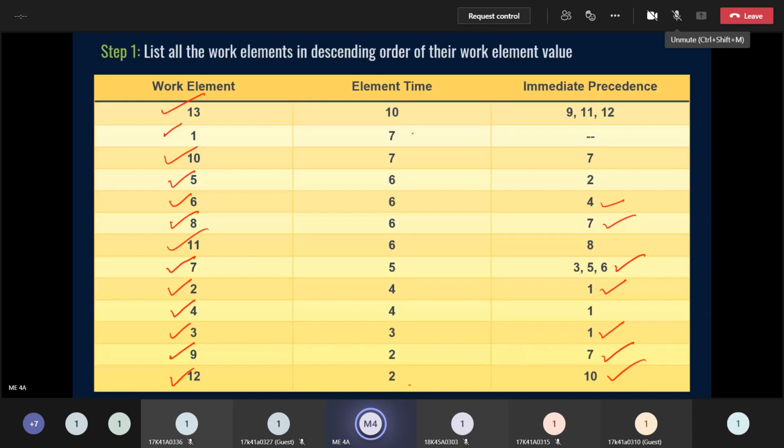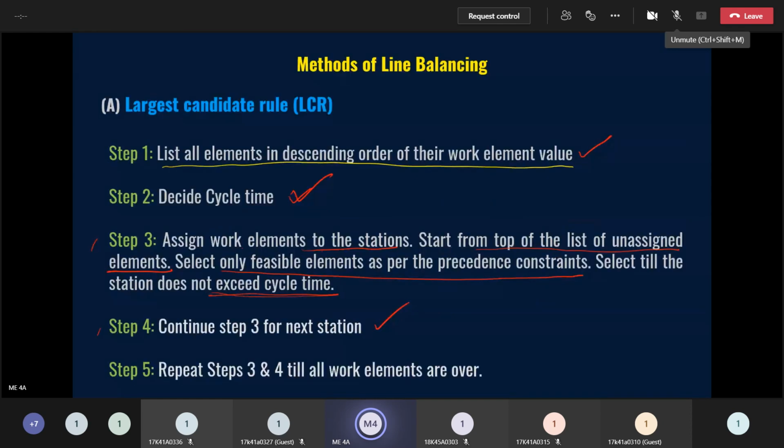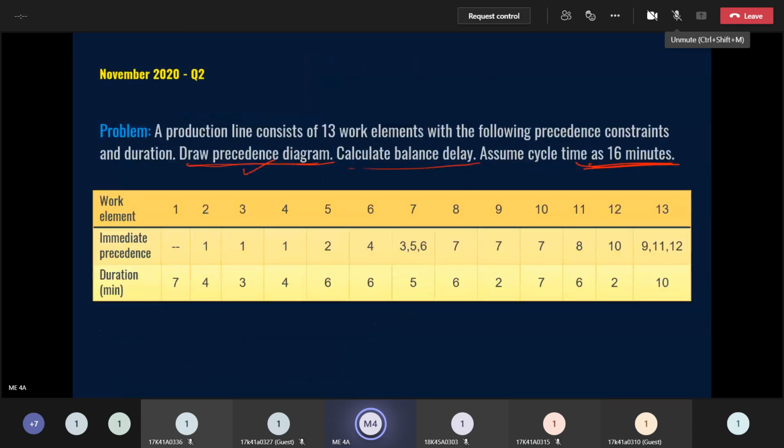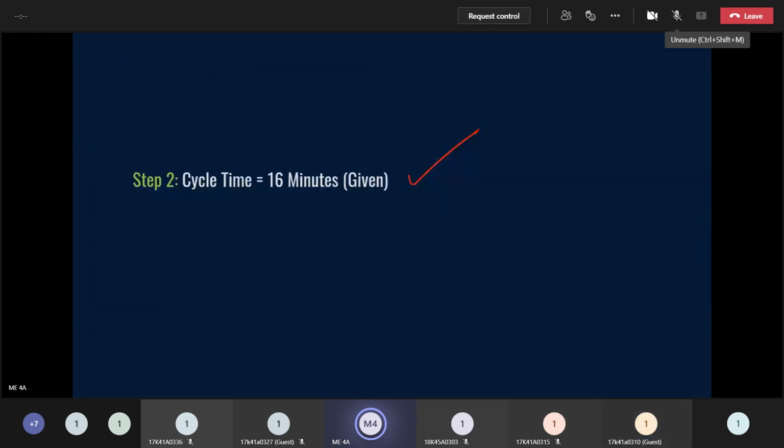Now what we have to do, he's asking us to calculate balance delay, isn't it? For calculating balance delay, you need to calculate balance efficiency. So line balance efficiency.